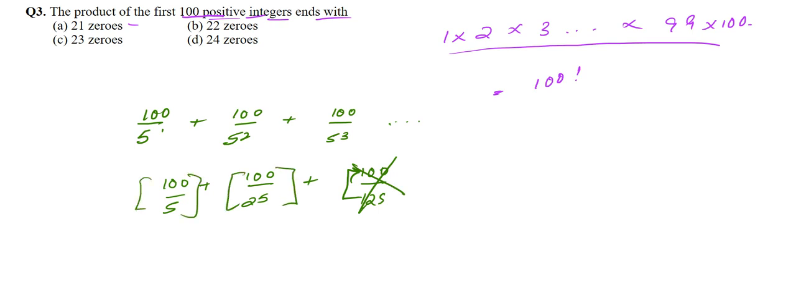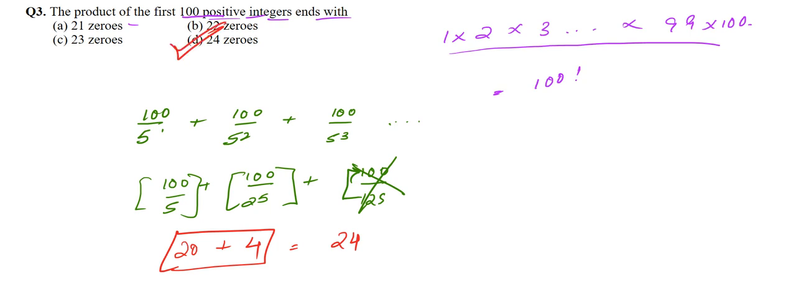So these two we will check out, and 100 by 5 gives us 20. So this will be 20 over here. 100 divided by 5 is 20 plus 100 divided by 25 is 4. So this is the total number of zeros, which gives us 24. So total number of zeros will be 24, that is option number D.